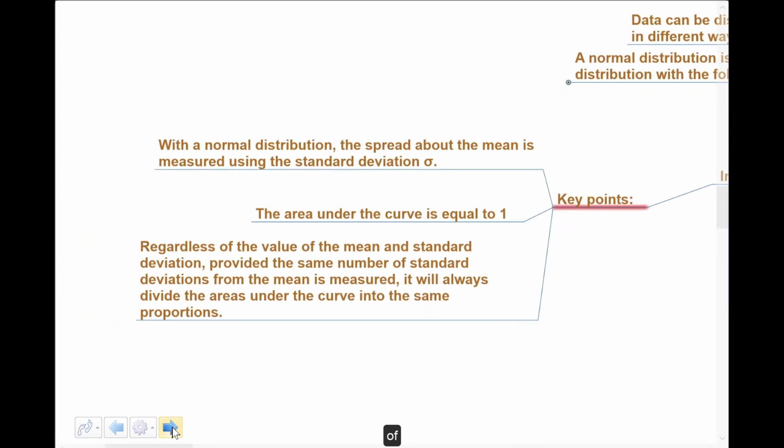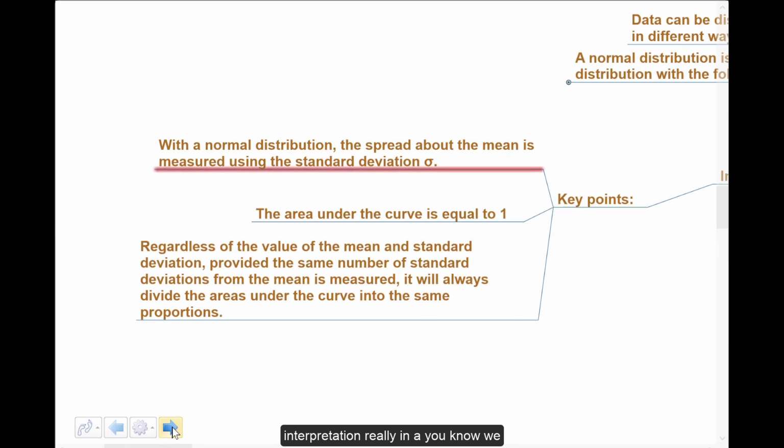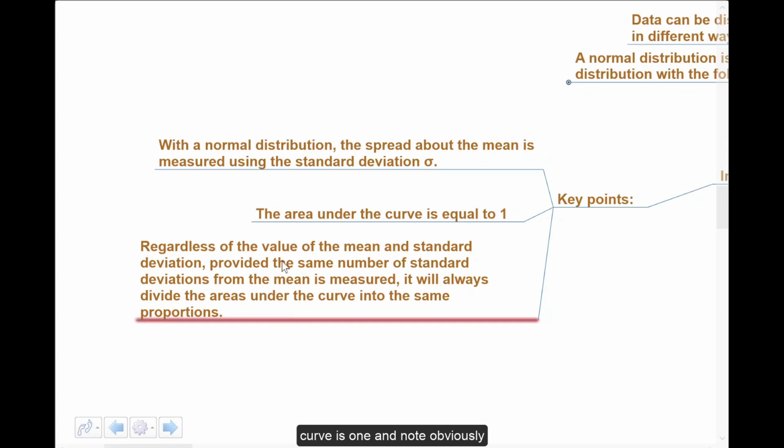So in terms of interpretation, in effect, we can measure the distribution or the spread around the mean using the standard deviation. As we've said, we know that the area in the curve is 1. And note, obviously, regardless of the value of the mean and the standard deviation, provided the same number of standard deviations for the mean is measured, it'll always divide into the same proportions, left and right of the middle.